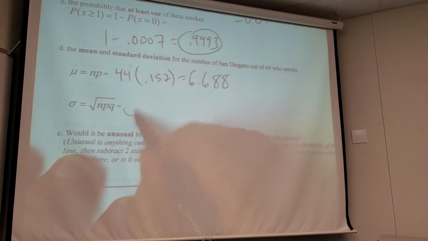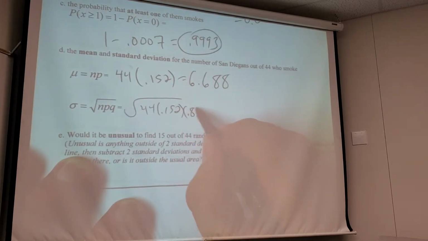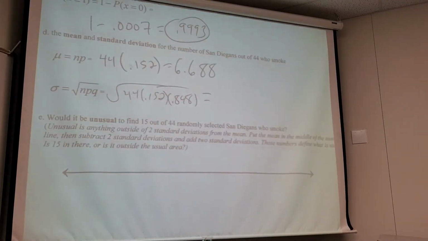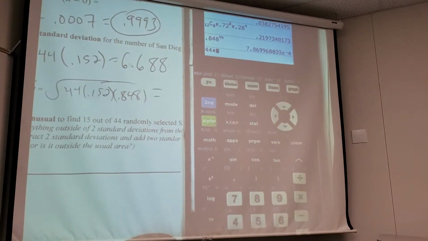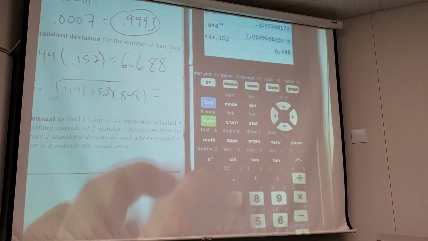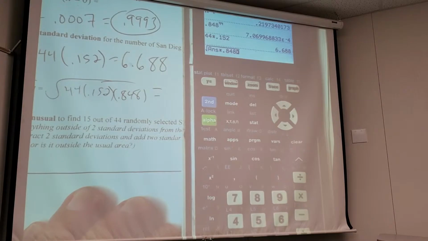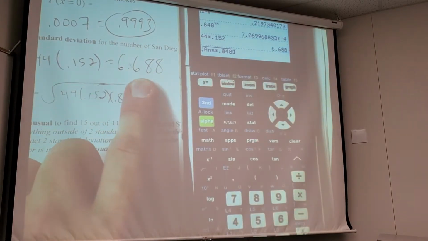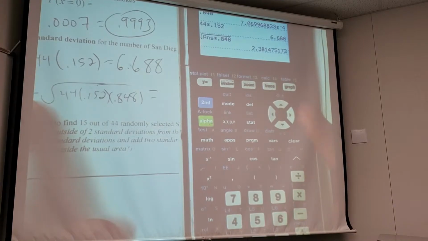And then the square root. Some of you might realize, here's how I would do this in the calculator real quick. You do 44 times 0.152. Then I do the square root of that times q, because that's already n times p, and this just needs times q. So I get 2.381.